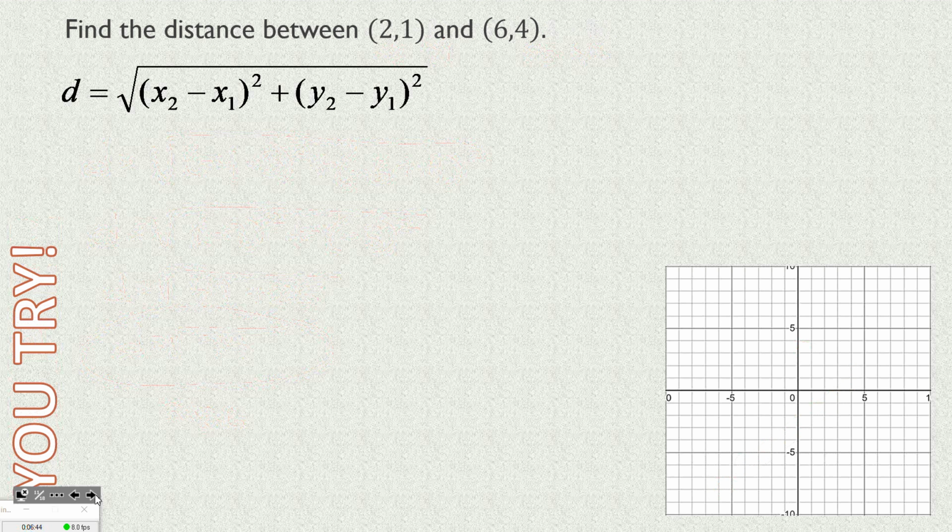All right, here's one more that I want you to try. So you can pause the video right now, try it on your own, and then unpause and come back and check your work.